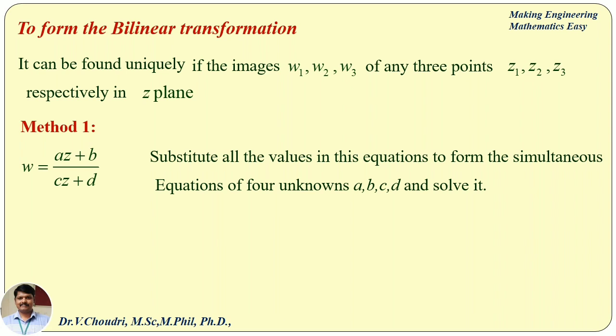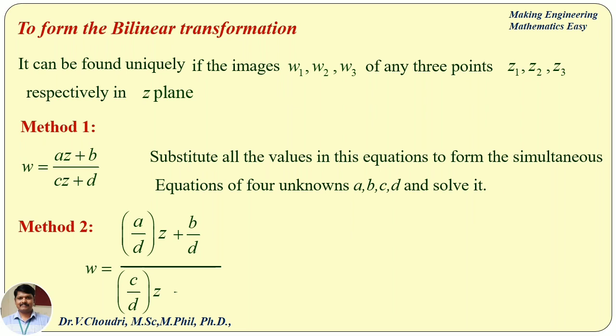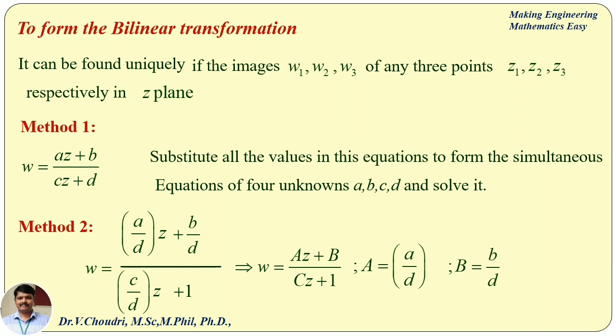If you feel this method is difficult, you may go for method number 2. There, we are reducing 4 unknowns to 3 unknowns. By dividing D from numerator and denominator, it comes W equal to (A by D into Z plus B by D) divided by (C by D into Z plus 1). It comes W equal to (AZ plus B) divided by (CZ plus 1) by assuming capital A equal to A by D, capital B equal to B by D and capital C equal to C by D.